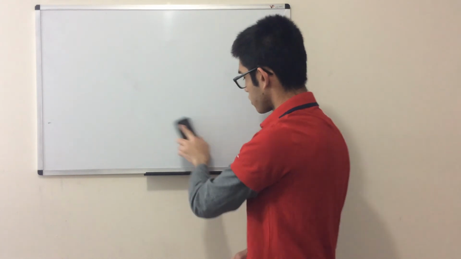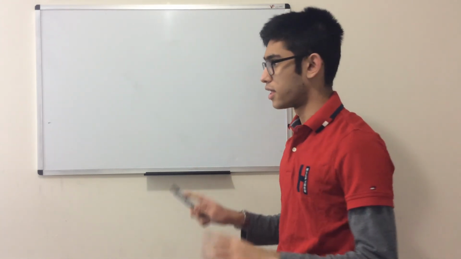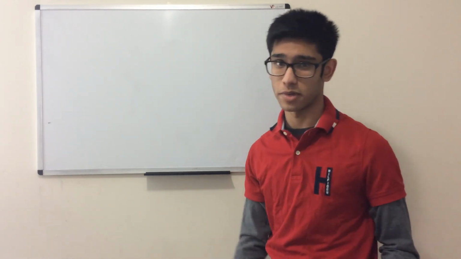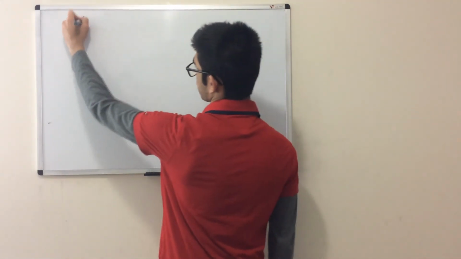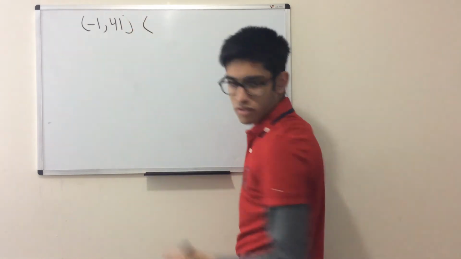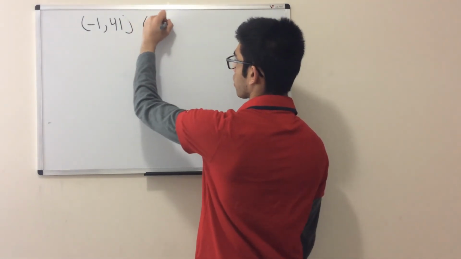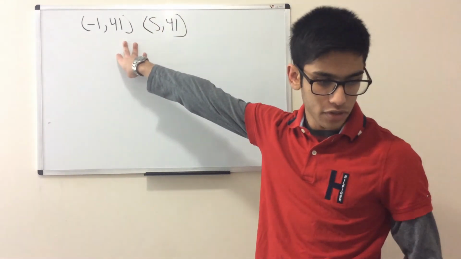So this question I saw in a textbook, and I thought it's considered a thinking question. It's not too hard actually. Now that I showed you the previous one, this one should be very easy to tackle. So there's 2 points again, -1, 41, and 5, 41, I believe. Yes. Right? And the equation of this parabola is also given to us.